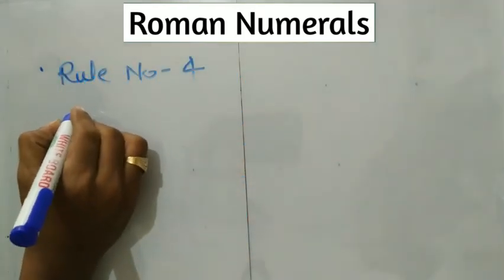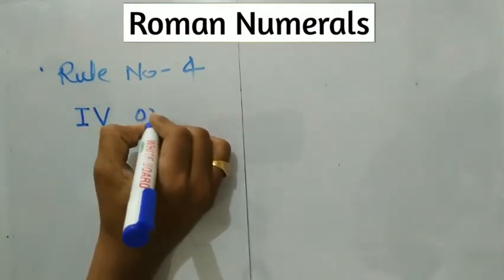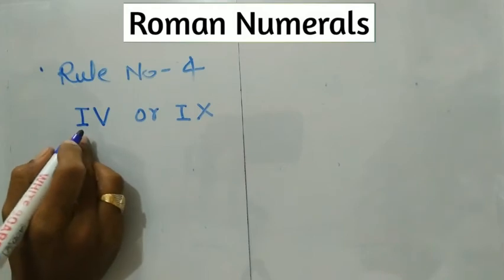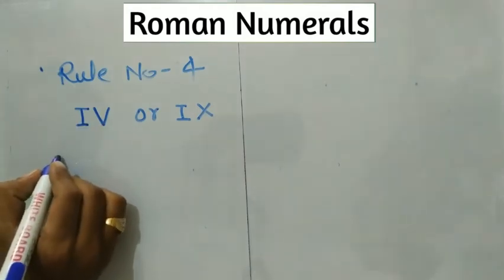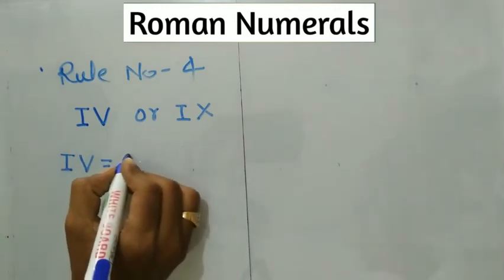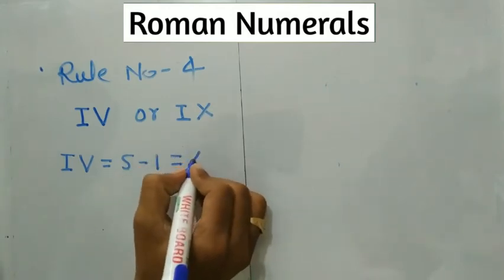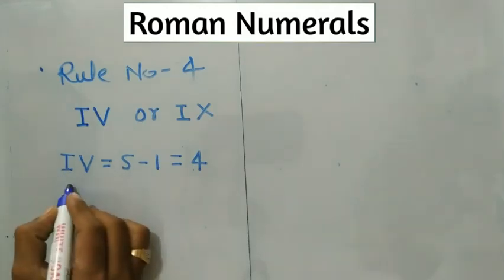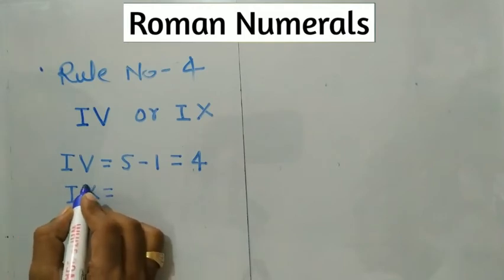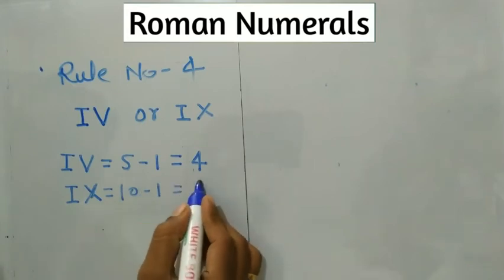If we write I on the left of V, the value of I will be subtracted from the value of V. So if we write in this manner, the value of V is 5 and the value of I is 1, and we will get the value equal to 4. Similarly, if we write I on the left of X, then the value of I, that is 1, will be subtracted from the value of X, that is 10, and we will get the value equal to 9.